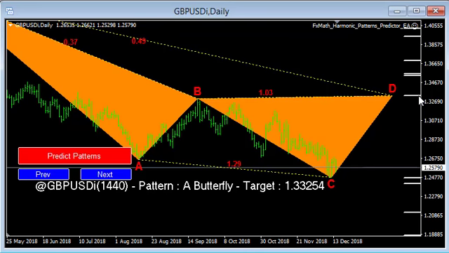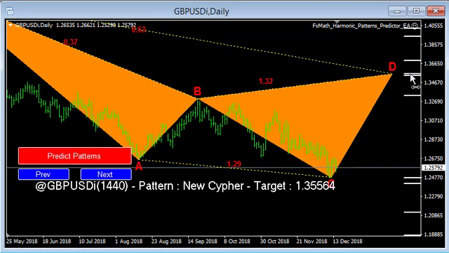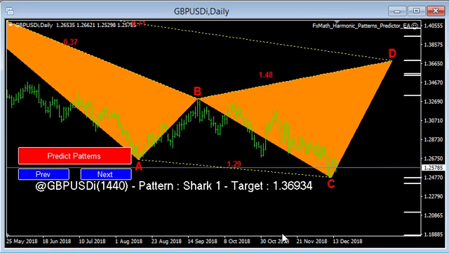The target would be at 133.24. Or you can move up a little bit, and you have a new cipher target at 135.56. You have another target up here, a little higher at 136.65. That is the shark target. So you have all these multiple targets you could be aiming for. The good news is, if you're down here and this is your C level, then you're at 125. Your target is at 132. You're looking at a minimum 700 pip trade and possibly a 1,000 pip trade if it does in fact move back up over the next however long that might take.